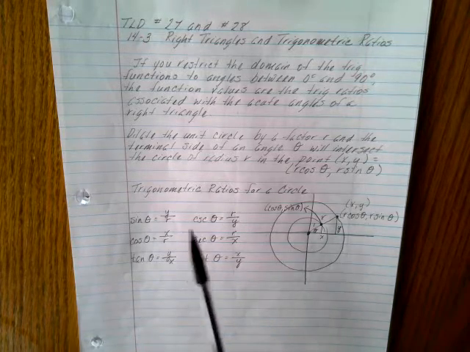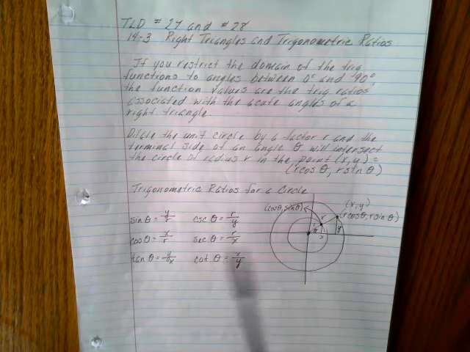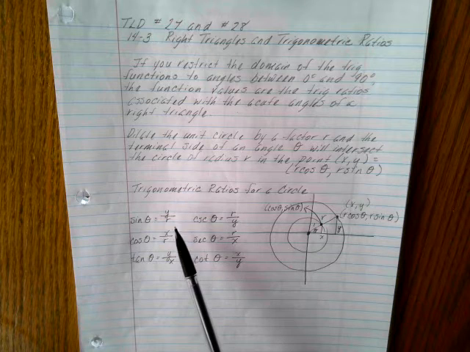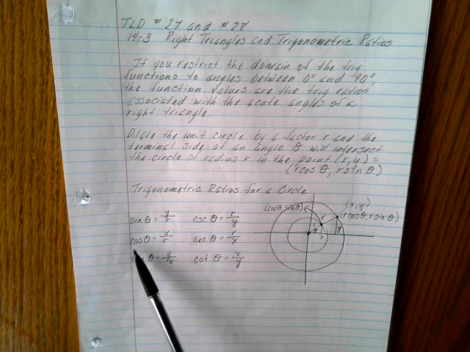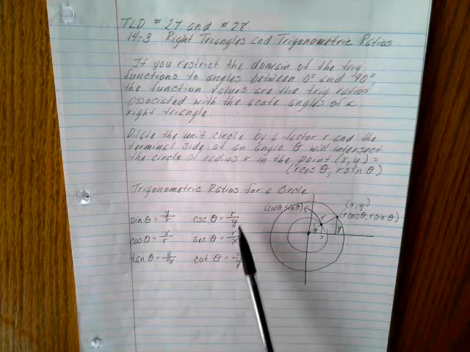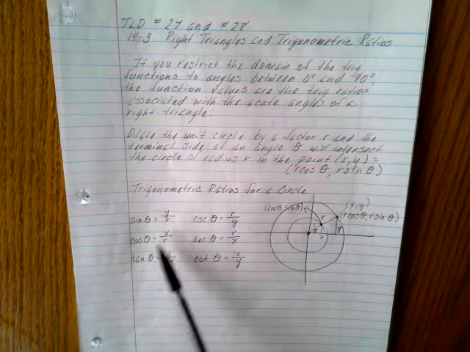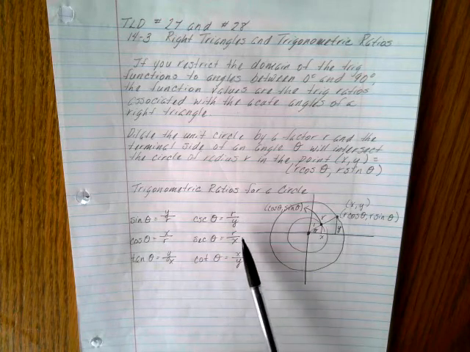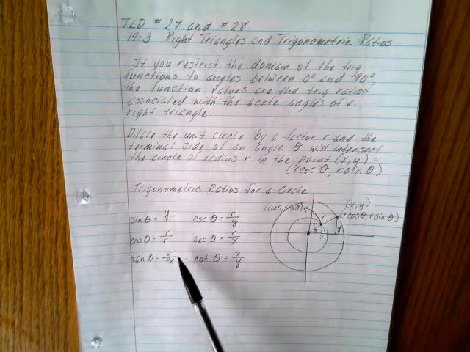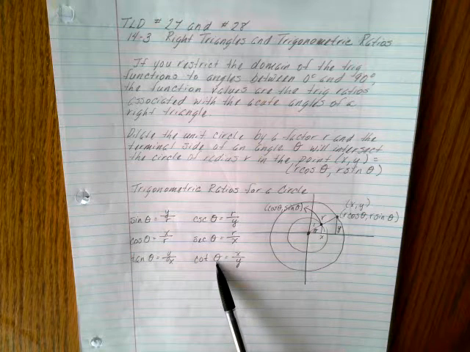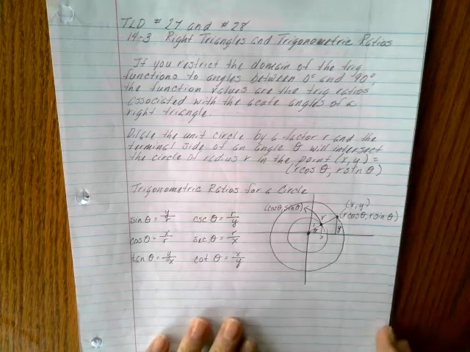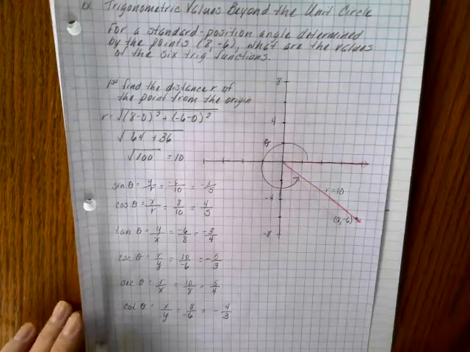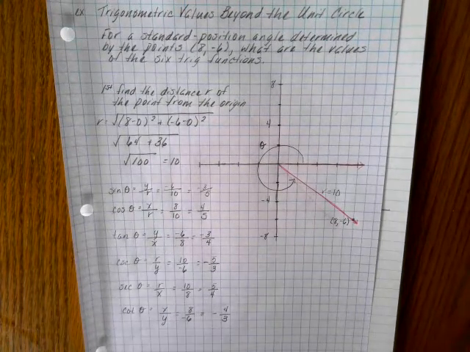Therefore, the trigonometric ratios for a circle for sine theta would be y over r, and the reciprocal, cosecant theta, is r over y. Cosine theta is x over r, secant theta is r over x, tangent theta is y over x, cotangent theta is x over y, because these are the reciprocals of these. Okay, so what can we do with that? Well, let's see. We can find trigonometric values beyond the unit circle.